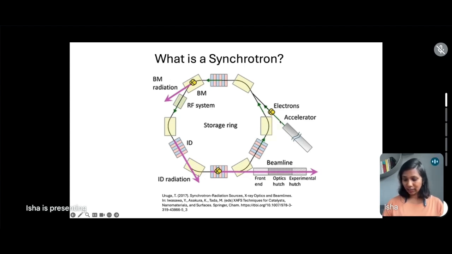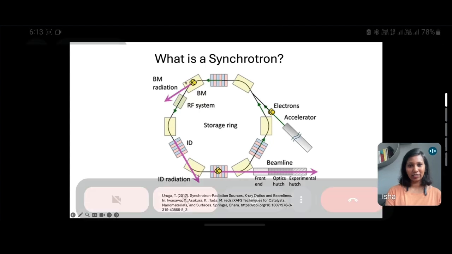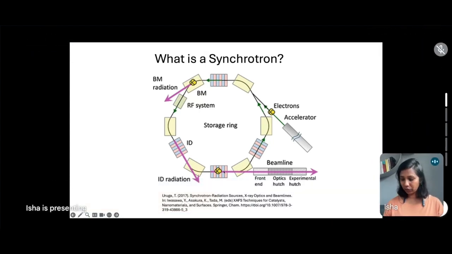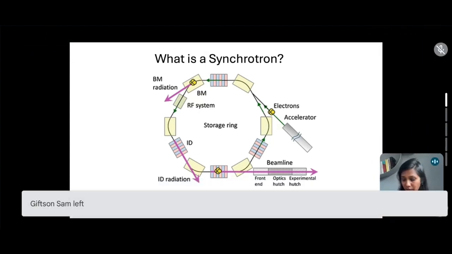And once it has achieved the speed of light and you have decided what energy you want to work with, you let the electrons run in a storage ring. This polygon is called the storage ring, at a constant voltage. So it's a really high voltage.